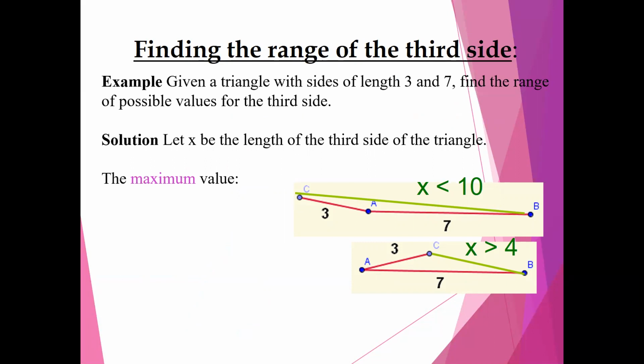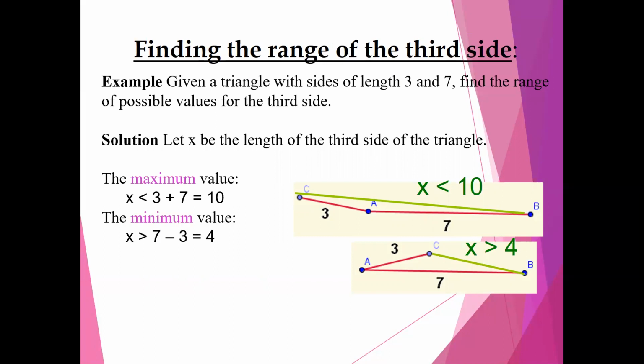So given a triangle with side lengths 3 and 7, we need to find the range of the possible values for your third side. So for our maximum value, x has to be less than the 3 plus the 7 that we were given. So it can't be any longer than that, or if I move this any further, they're not going to be able to reach. It's actually going to be a flat line on top of a flat line, which isn't going to create a triangle.